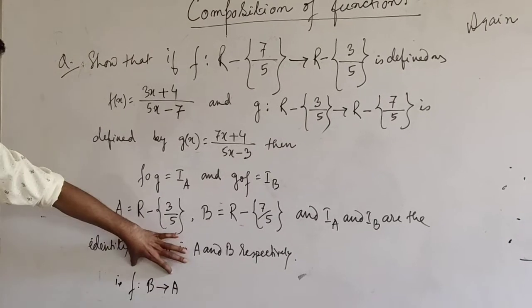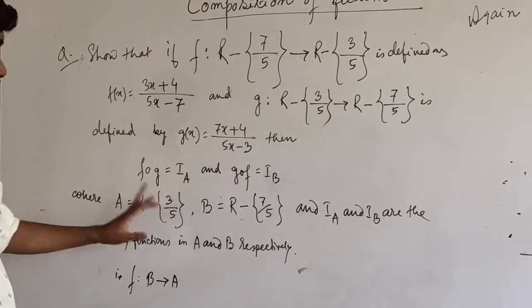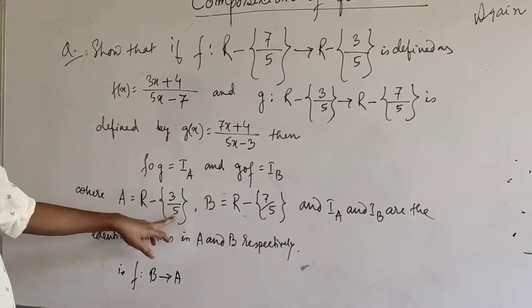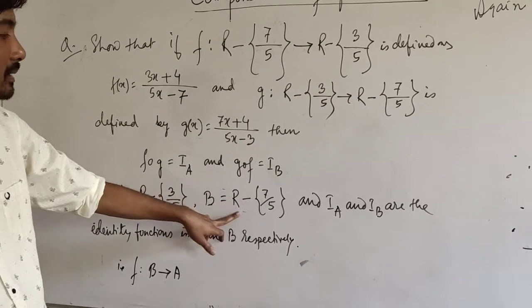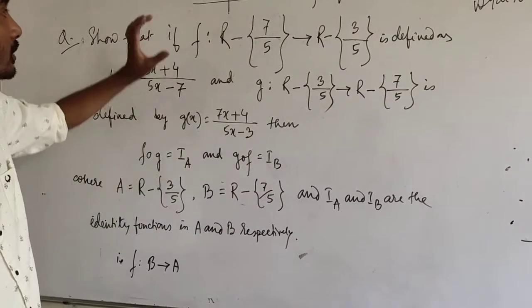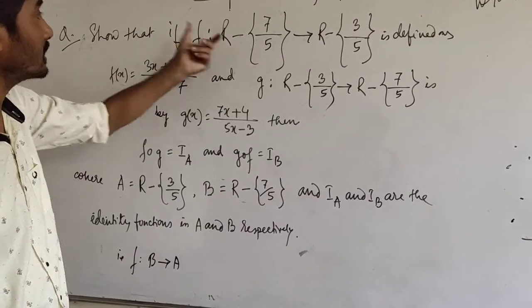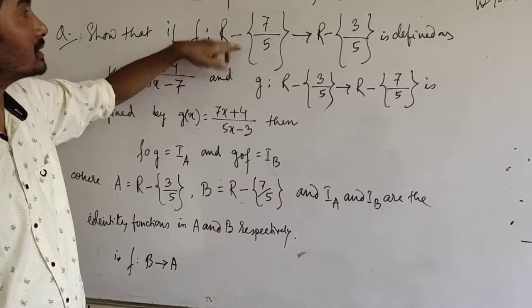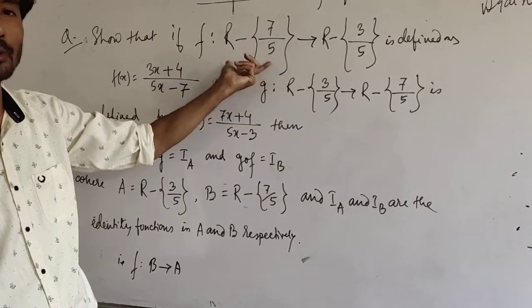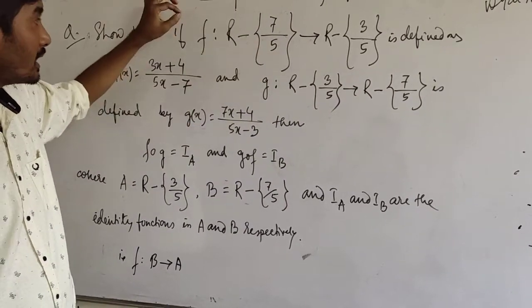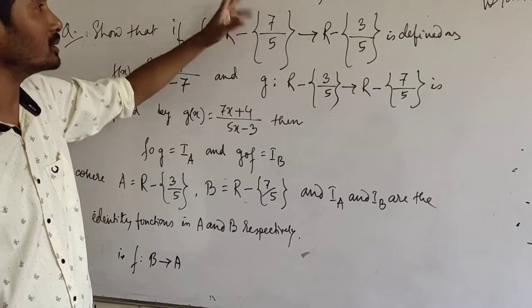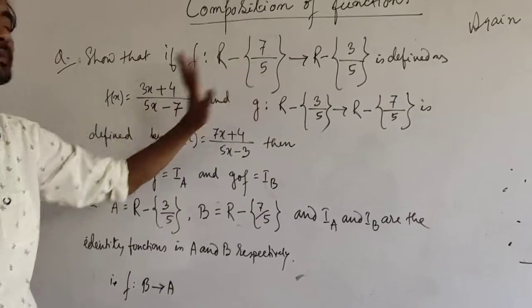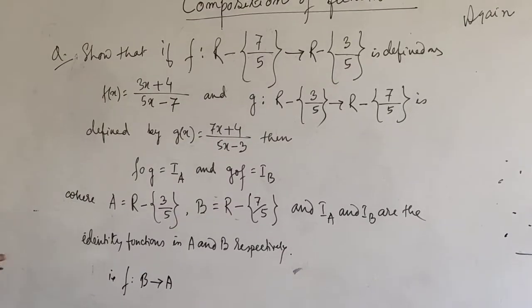So this is F because we are given that A is the set R minus 3 by 5, B is the set R minus 7 by 5. So we can say that F is a function from set B to set A. Here we have to keep in mind that R minus 7 by 5 means the domain of F will have all real numbers except 7 by 5.